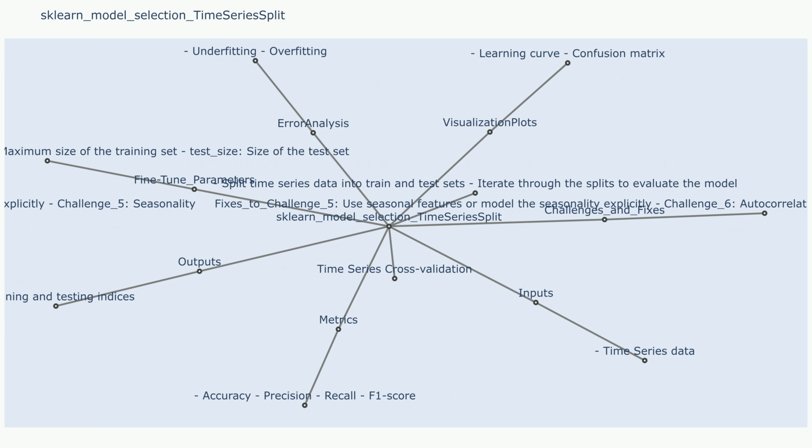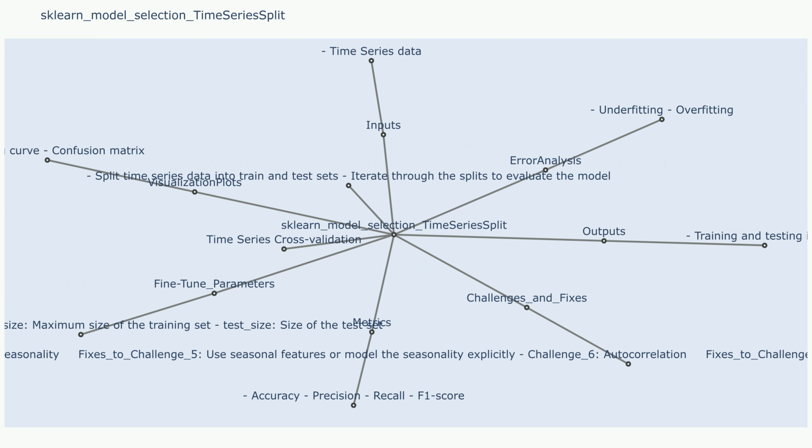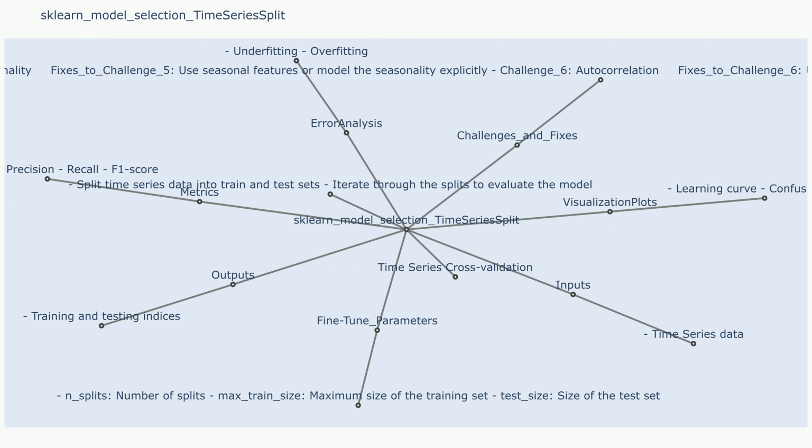It creates folds that maintain the temporal order of the data, ensuring that the train and test sets are always chronologically separated. Inputs: n_splits, the number of splits (folds) to create. max_train_size, the maximum size of the training set for each split. If None, the entire dataset will be used for training.